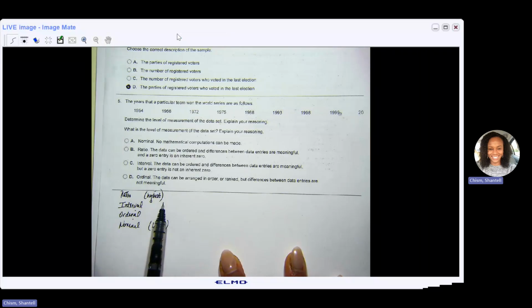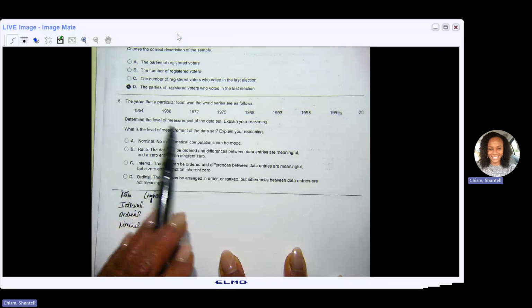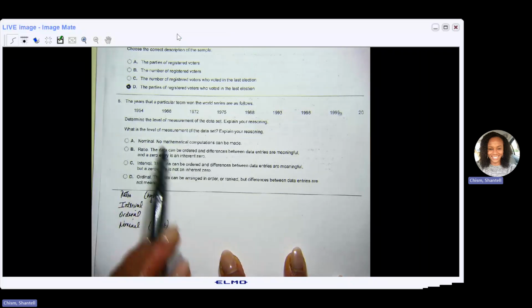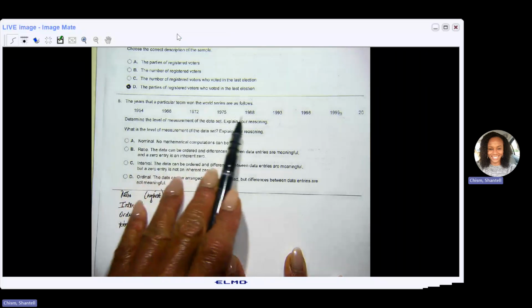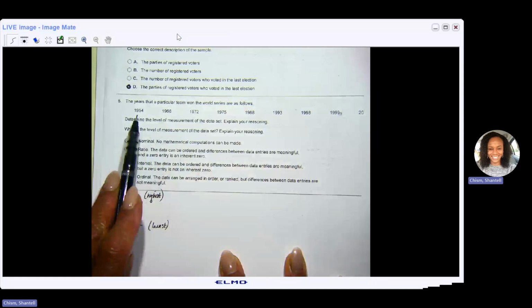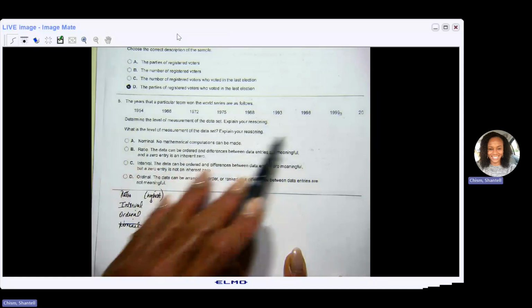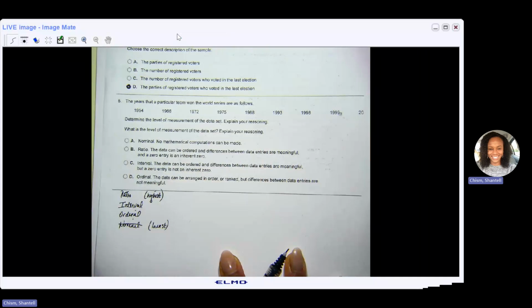We can't find ratios of years. We can't find multiples of years. Okay, so first of all, it's numerical, so it can't be nominal right away. But in addition to it being numerical, it's in order from oldest victory to most recent. It's put in order, okay?